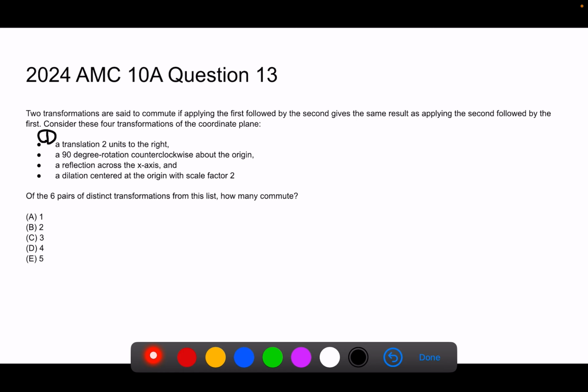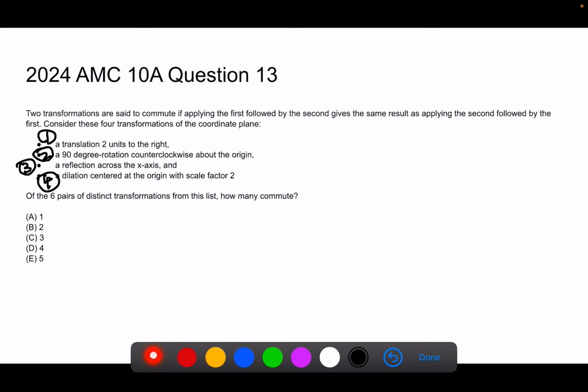Translation 2 units to the right. Second, a 90-degree rotation counterclockwise about the origin. Third, a reflection across the x-axis. Finally, a dilation centered at the origin with the scale factor 2. Of the 6 pairs of distinct transformations from this list, how many commute?